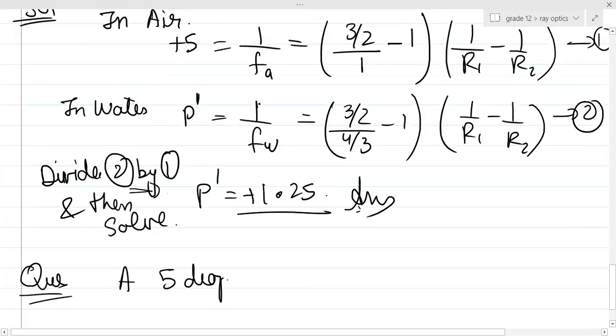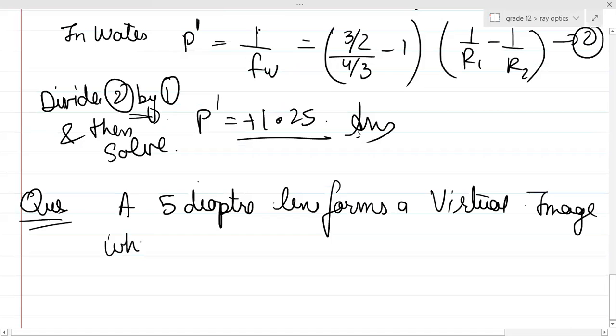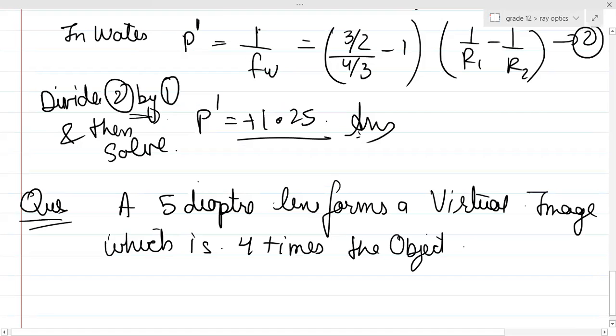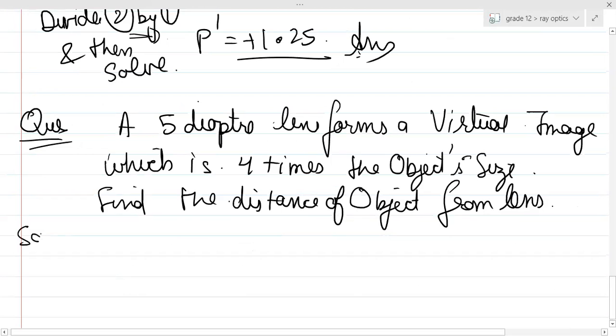A 5 diopter lens forms a virtual image which is 4 times the object. Now the question is, find the distance of the object from the lens. Easy question, you can do it. First of all, read the question carefully. Understand which case it is talking about, and then we'll try to do it.